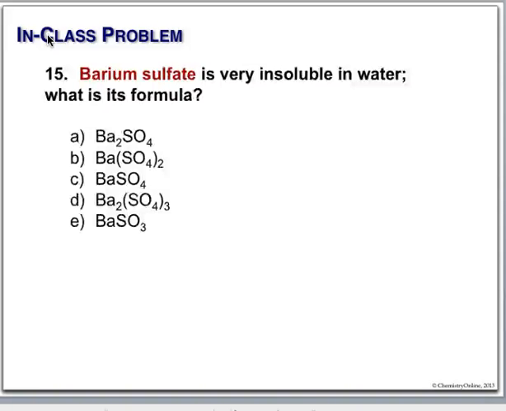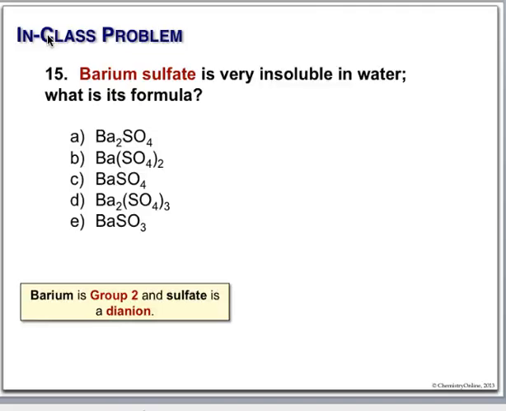Barium sulfate. Barium is a group 2 metal, isn't it? So its charge will be plus 2. Sulfate, that's one of our polyatomics. It's going to be SO4, and it's going to be a minus 2. So we have a plus 2 and a minus 2. All we have to do is put them together. The only one that's going to work here is going to be this.